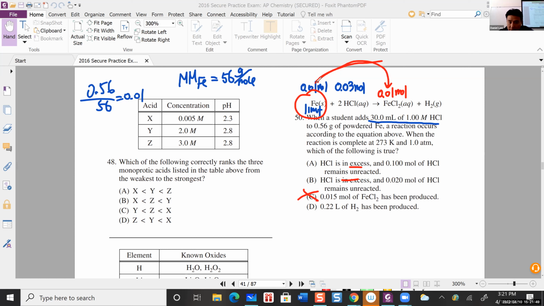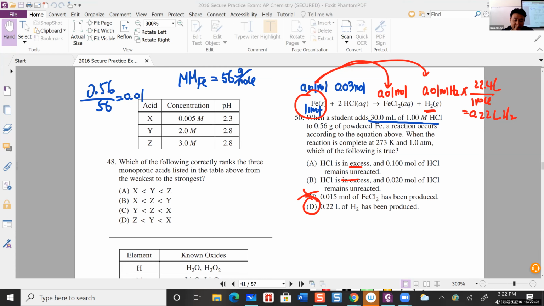And you will also produce 0.01 moles of hydrogen, and hydrogen at STP, isn't 1 mole of hydrogen 22.4 liters? So wouldn't that be 0.22 liters of hydrogen? So D is actually good, right? My limiting is iron, 0.01 moles. I will get also 0.01 moles of hydrogen. At STP, 1 mole of hydrogen is 22.4 liters. So that is 0.22 liters. So D is correct, right? So that would be the answer.